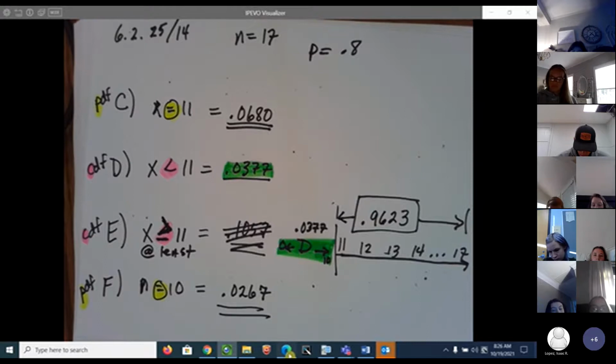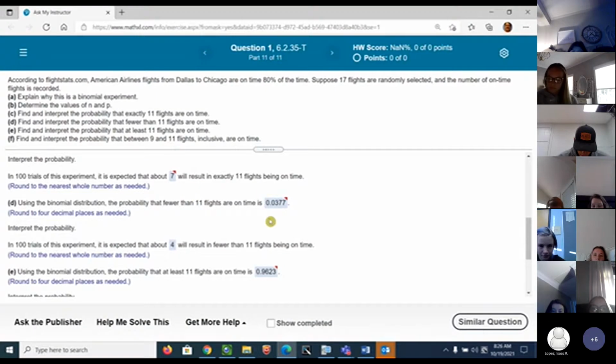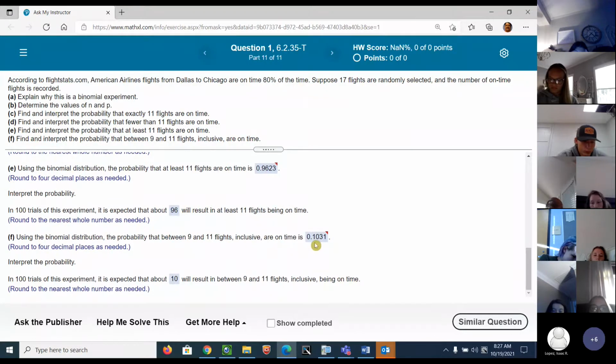So let's see what we got. 0.0377. Oh, wait a minute. Fewer than 11 flights. Oh, we got that one. Okay. Fewer than 11 flights, and that's just 4 flights. You multiply that and you just move the decimal. Okay, 0.9623, we got that. And 0.1031. Okay, I don't understand why I got that one wrong.